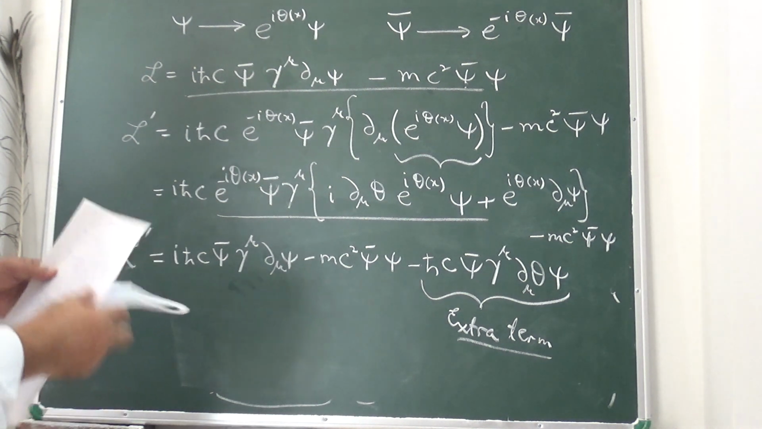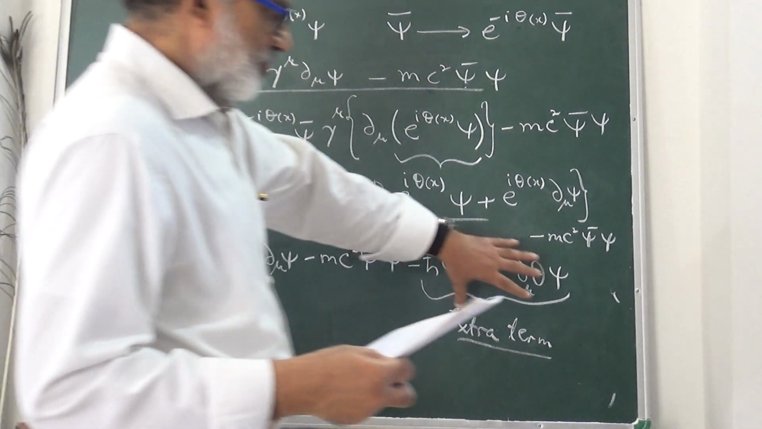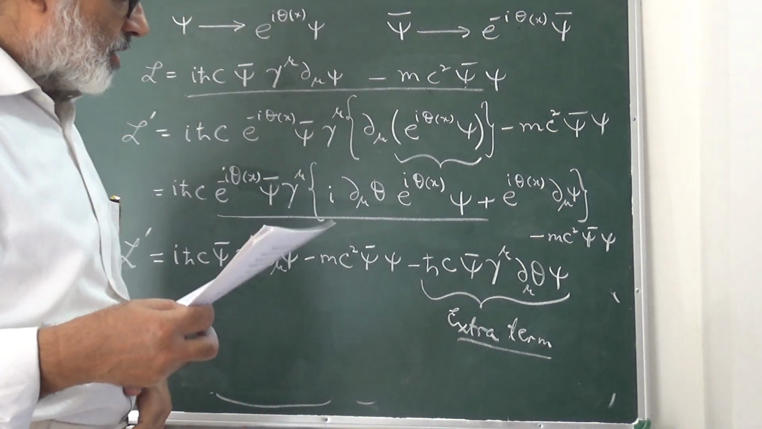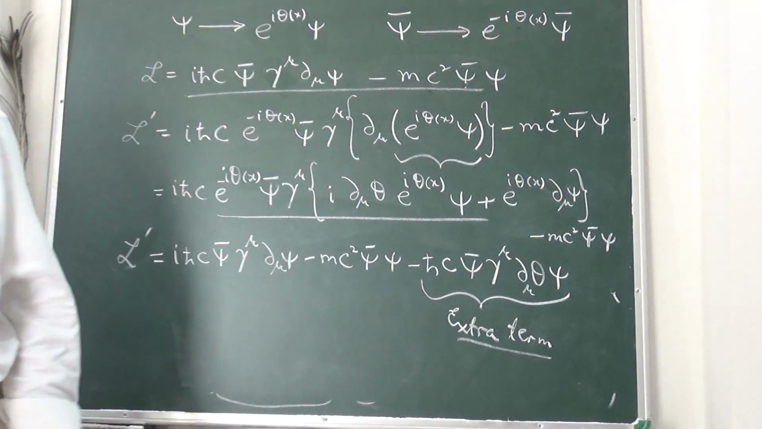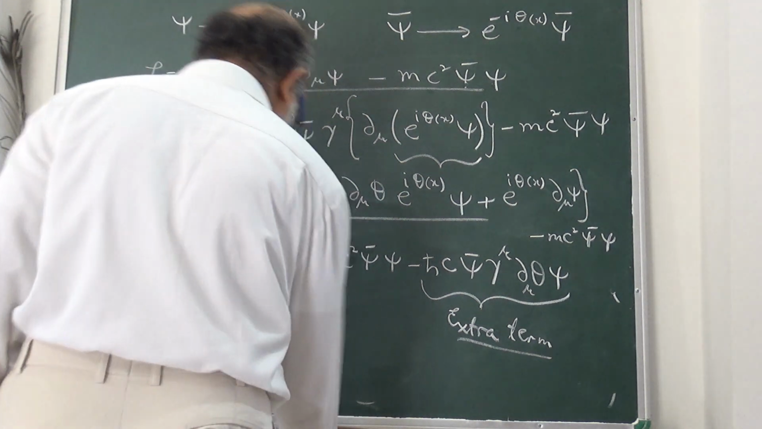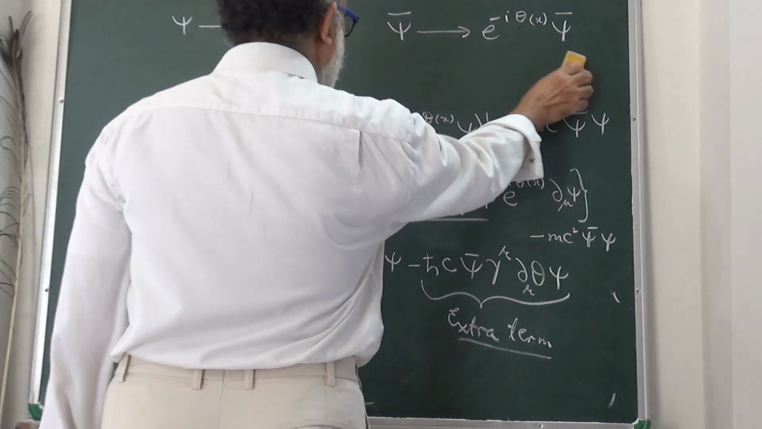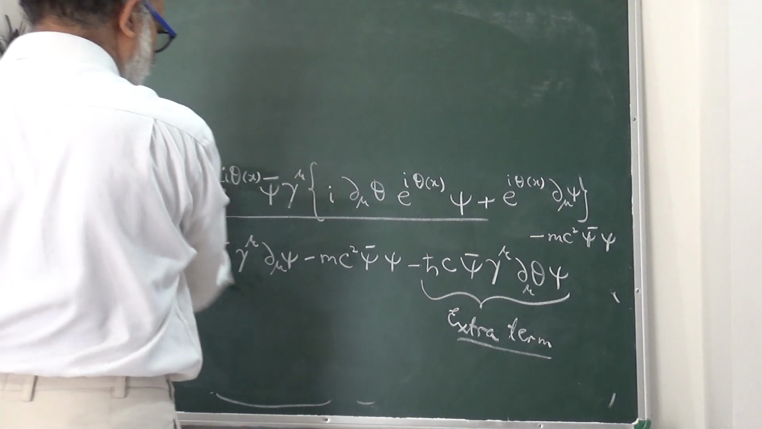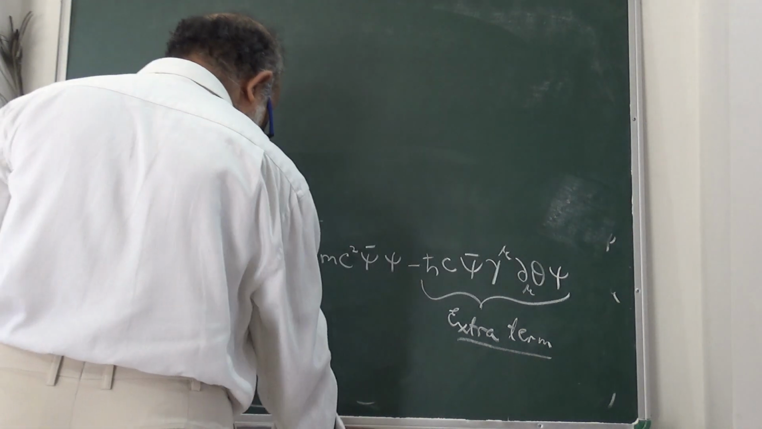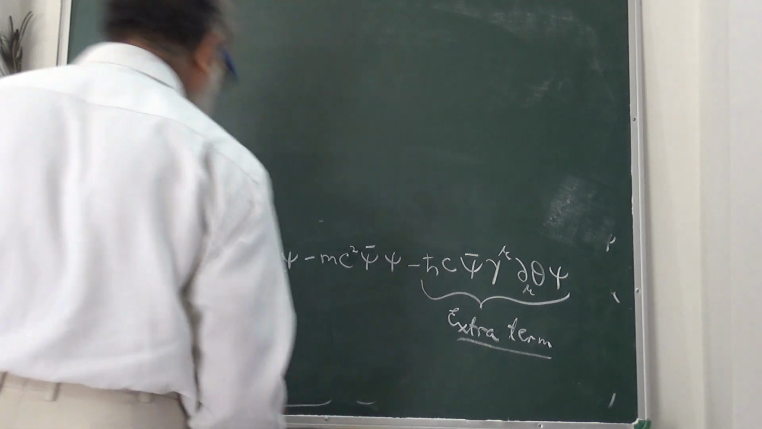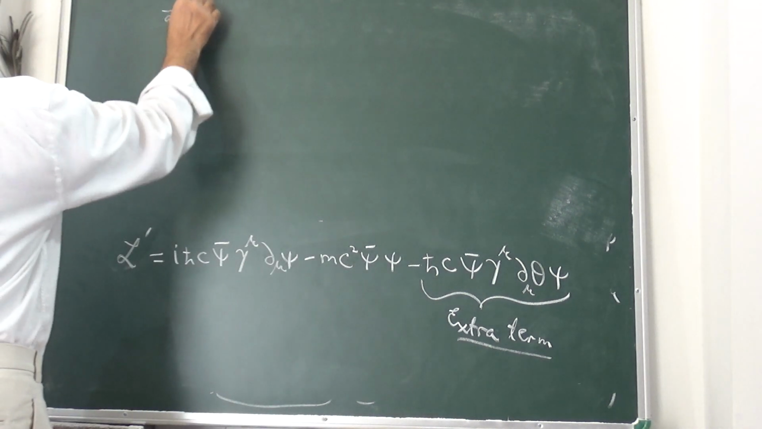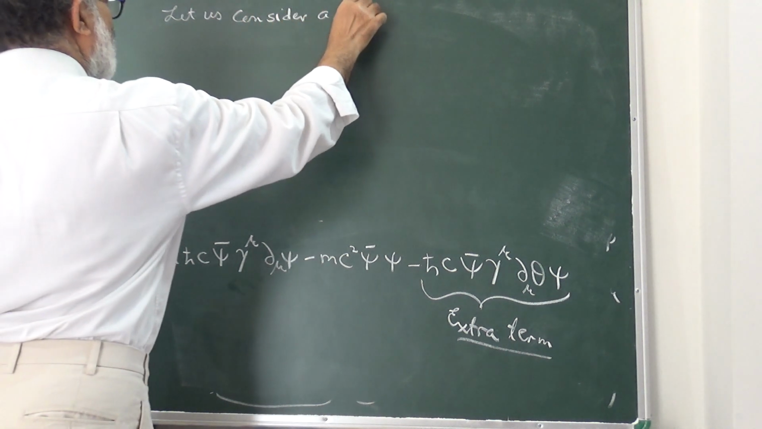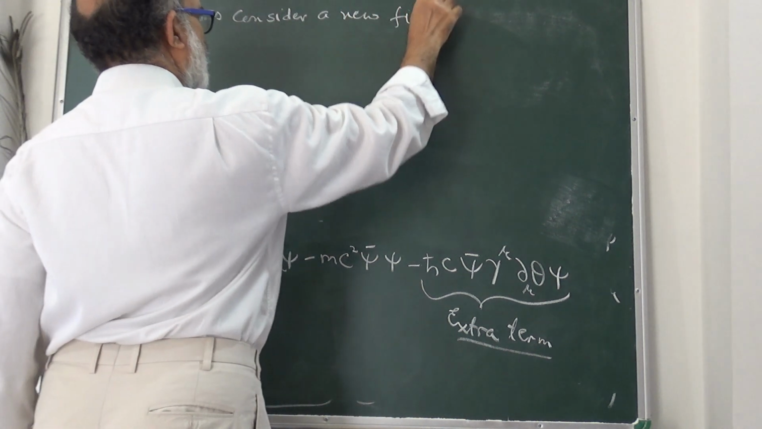Now we will do some trick to remove this extra term. We introduce a new field. Let us introduce a new field which varies. Suppose we have taken this. Now let us consider a new field A.